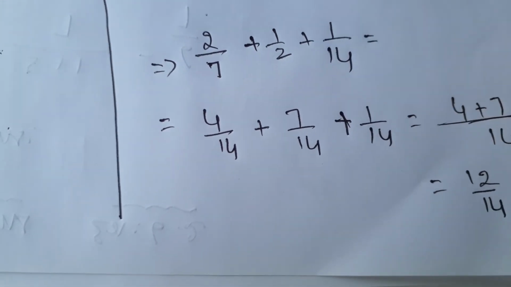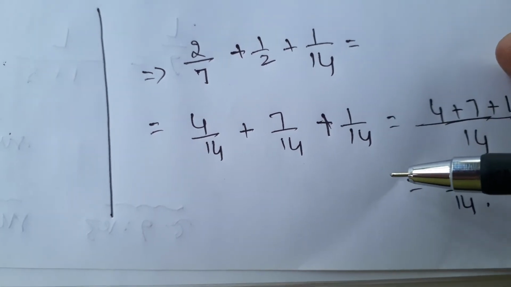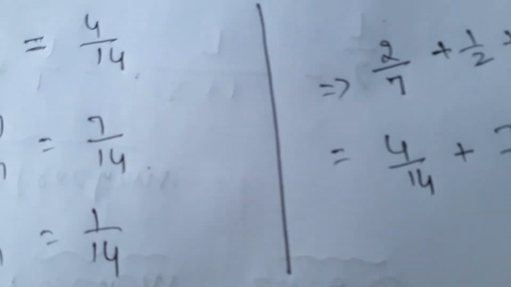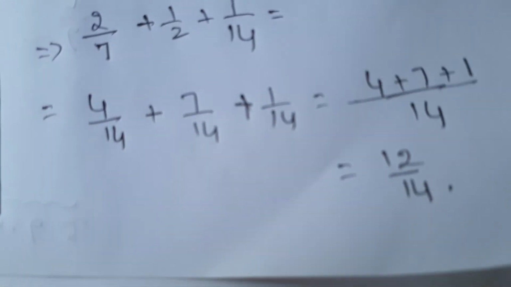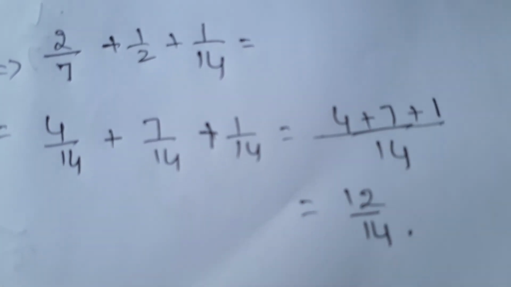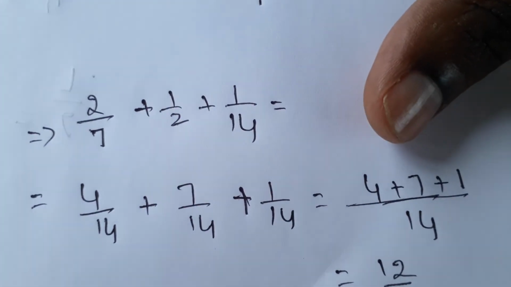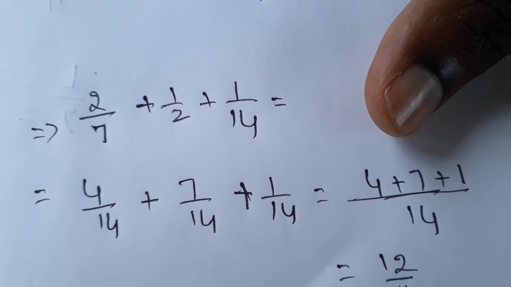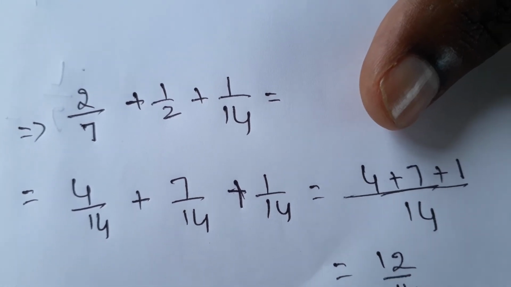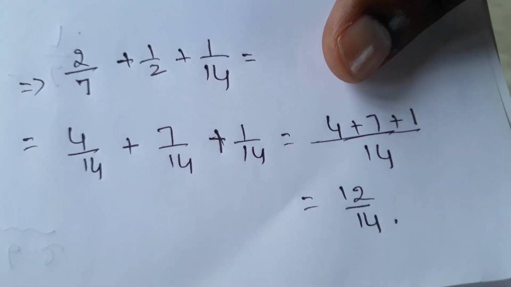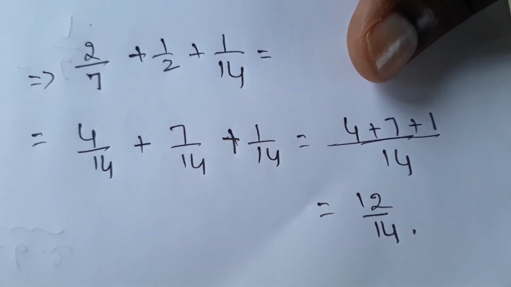Now what you observe here: these are like fractions. You know like fractions we can add directly. So the denominator repeats the same as it is, and the numerators should be added. 4 plus 7 plus 1 you will get 12, over the denominator 14, repeated as it is. In such a way we can add fractions.